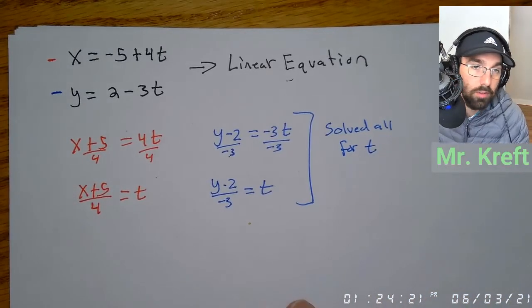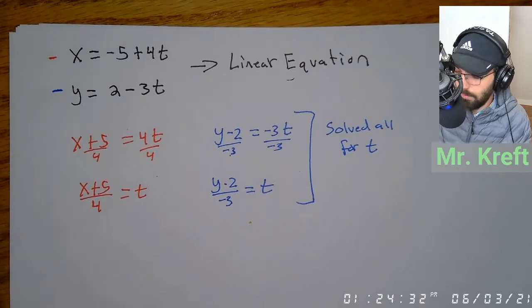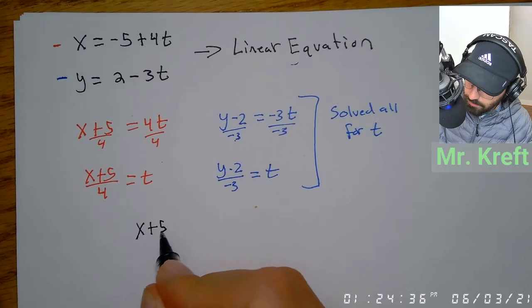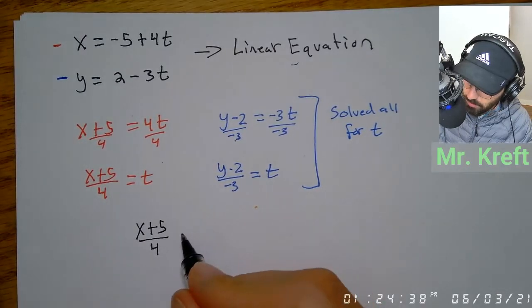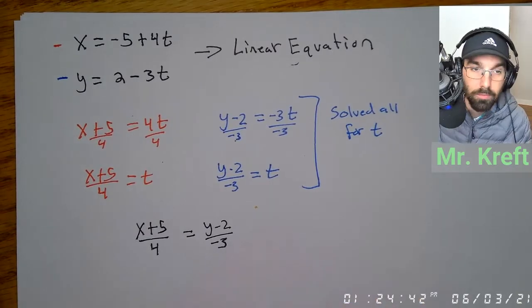because that's what they have in common. And what that's going to allow us to do is it's going to allow us to do the chain rule, or you guys probably know it as substitution, right? We're going to chain them together. So I'm going to get x plus 5 divided by 4 equals y minus 2 divided by negative 3.